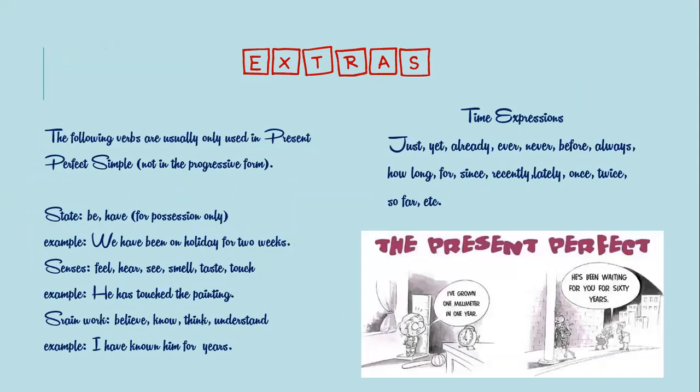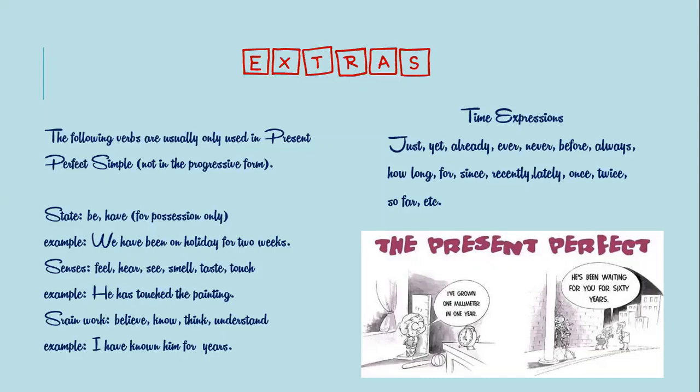Now, the following verbs are only used in the present perfect simple, like the verb have, only for possession, in the sense of, like he has touched the paint, and with stative verbs, yeah, only used with stative verbs. And the time expressions we add with this form can be just, yet, already, ever, been, etc.